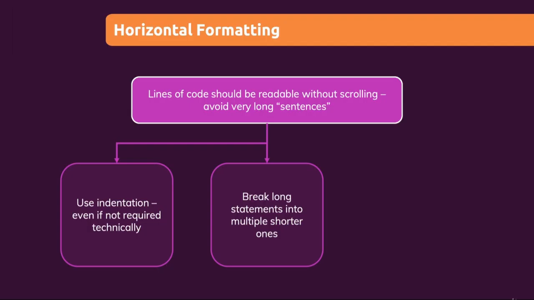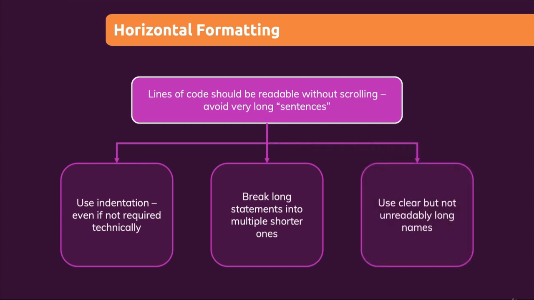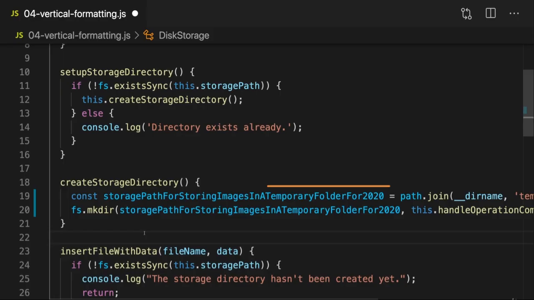Now last but not least, when it comes to horizontal formatting, you should also use clear and descriptive, but not unreadably long names. Names of variables and properties and methods can be a bit longer. This is totally fine. They can consist of multiple words. But consider this extreme example. I now renamed this constant to be very descriptive. It's the storage path for storing images in a temporary folder for the year 2020. Now this is a very descriptive name, but it doesn't help with readability.